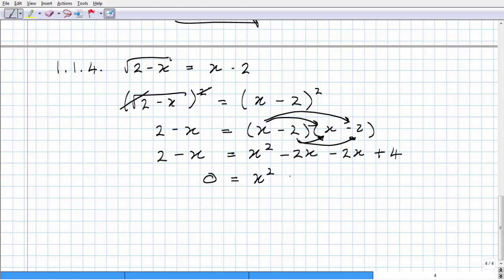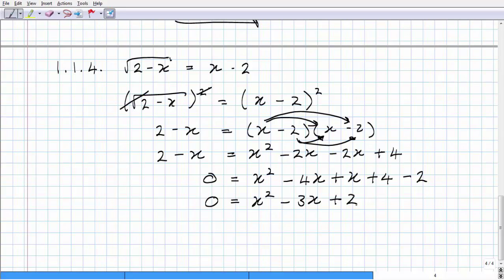We have x squared minus that one is minus 2, we have minus 4x. Take this one across and we have plus x, plus 4 from that, and then take that 2 across and it's minus 2. Okay, 0 equals x squared, minus 4x plus x is minus 3x, plus 4 minus 2 is plus 2. And that's our new equation. We can solve that. That's a very basic trinomial.